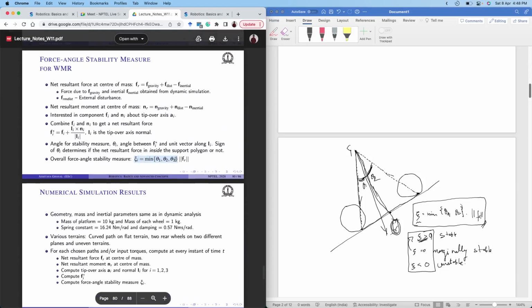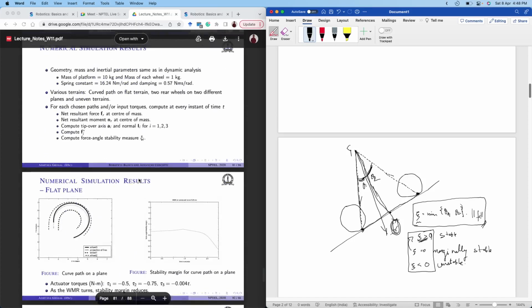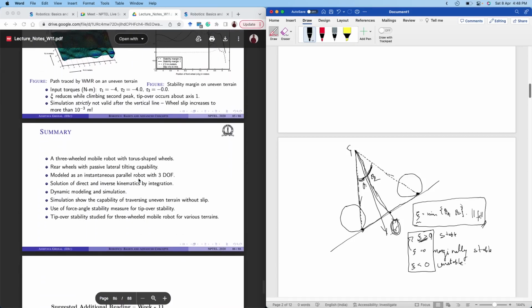Now again, see that in this case, since there were only two contact points, there were only two angles. When there are multiple wheels, there will be multiple lines. So you take the angle between the resultant force and that particular line joining the center of mass to the contact point of the wheel. Then there are numerical results for this.